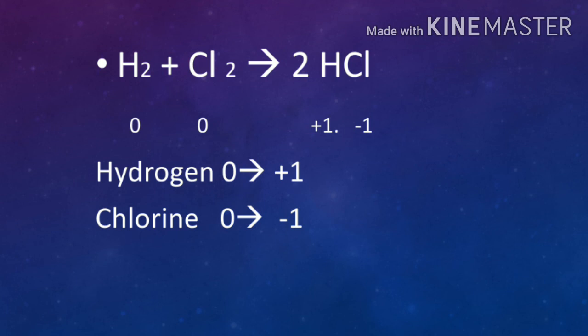So the reduction is for chlorine, and we can say here the reducing agent is hydrogen and the oxidizing agent is chlorine.